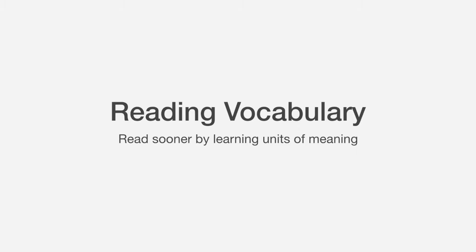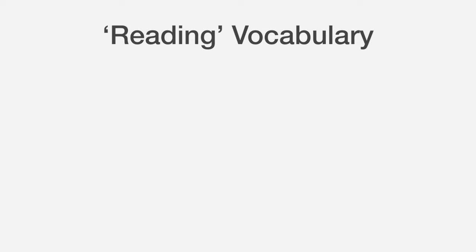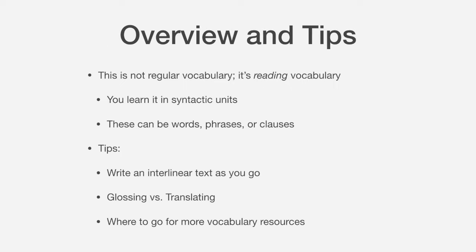Now this is where we actually start looking at wordings. And I wrote here that you could read sooner by learning units of meaning. Now, here's the thing. Reading vocabulary, as I'm describing it here, is different than just vocabulary. It's vocabulary that you learn in syntactic units. So units that can be one word, but it can be more than one word. It can be a phrase or it can be a clause.